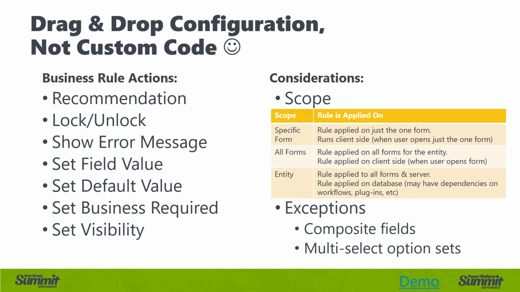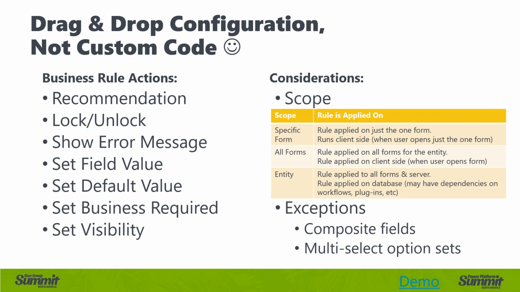Entity, which I think is the default, that rule is applied to all forms and the server. And the server is the important part here. So that does not run client side, that runs server side. And what that means is it gets put into a pecking order of everything else that's running server side. So you may have unknown dependencies on workflows, plugins, and anything else you have running on the server. So if you have a business rule and it's not performing as expected, just take a look at what your scope is. If it's set to entity, maybe try moving it to all forms and see if that resolves it.